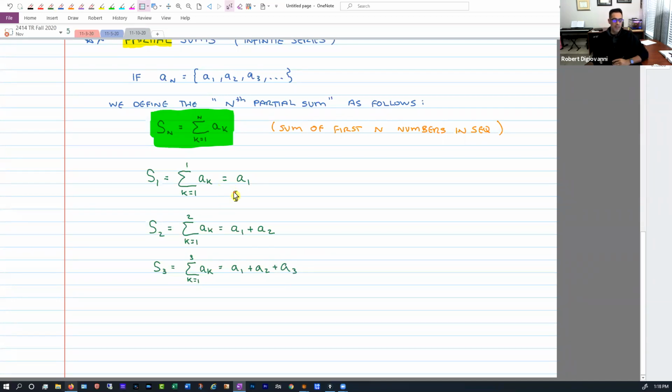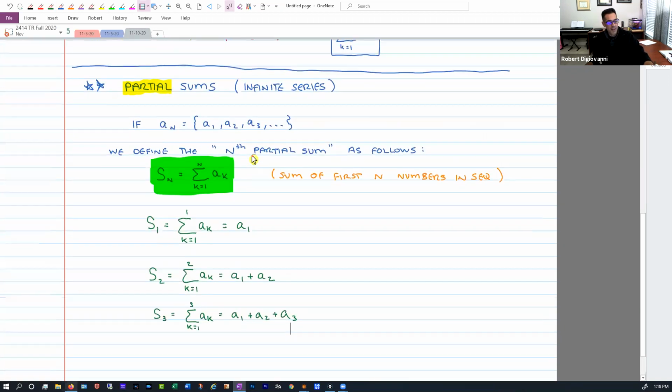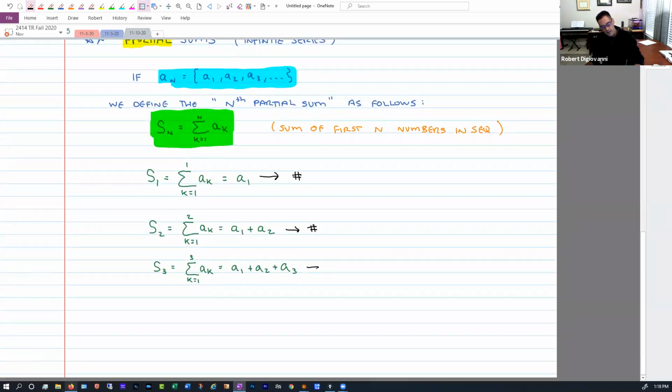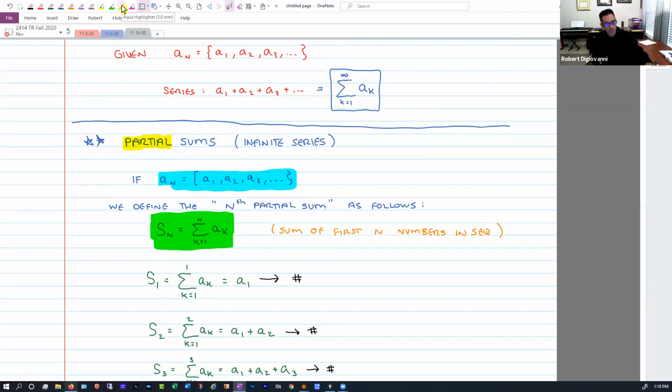Now, do you agree with me that if somebody gives me the sequence of numbers, then I could actually come up with a numerical answer for this? This right here is going to be a number, isn't it? And if I have the first 2 pieces, I can add those together and I'm definitely going to get a number. And if I have the first 3, I can add those together and get a number. For each of these, I'm going to get a number, right? And remember, the whole goal is to see if there's any possibility of us adding up all infinitely many of them. Can we add them all up and get an answer?